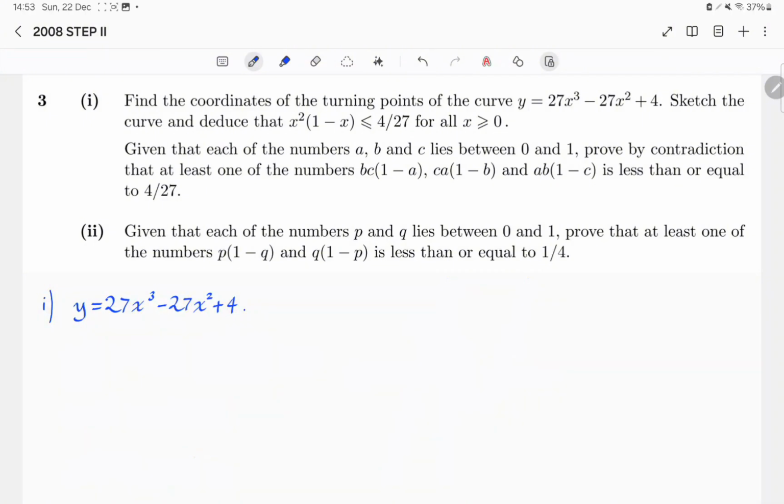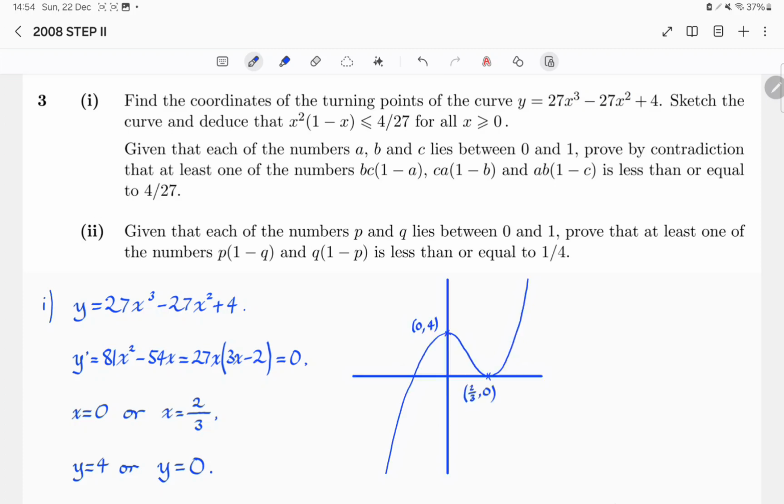So firstly, we will differentiate to get y prime is equal to 81x squared minus 54x, which is equal to 27x, 3x minus 2, which we want to set to be 0. Solving this gives x is equal to 0, or x is 2 over 3, and substituting these back into the original equation gives y equals 4, or y equals 0.